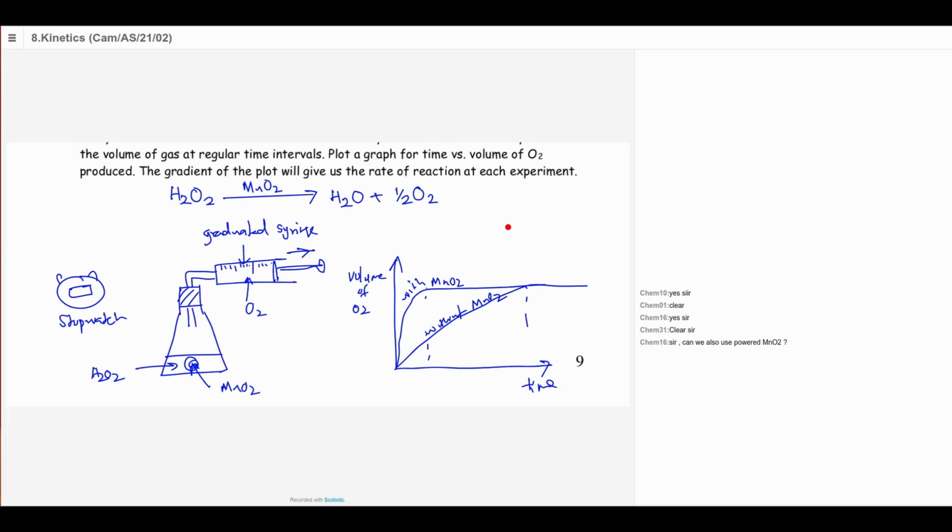Can we also use powdered manganese dioxide? Yes, we can use powdered manganese dioxide.